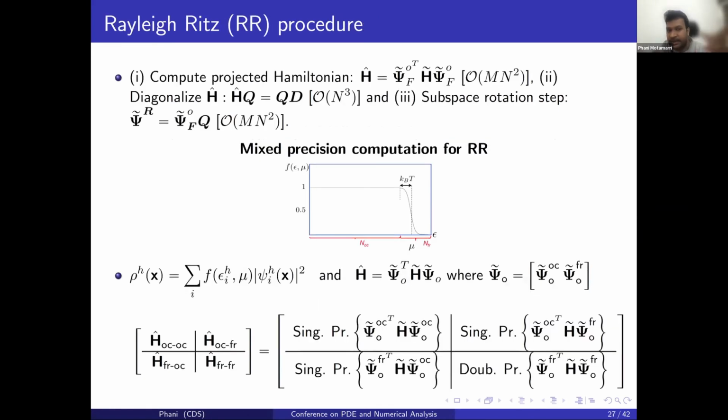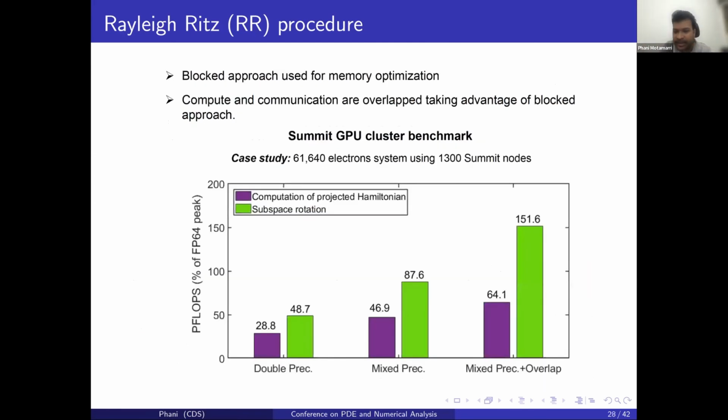And we did a similar thing in the subspace projection, the Rayleigh-Ritz projection, where you have to compute a projected Hamiltonian. We use a similar strategy where we compute diagonal entries in double precision and off-diagonal entries in single precision. And again, we see a significant performance boost from the baseline to the actual implementation, which involved mixed precision and asynchronous programming paradigms.